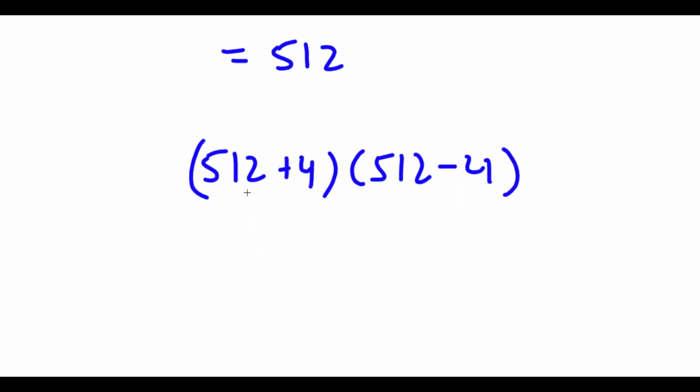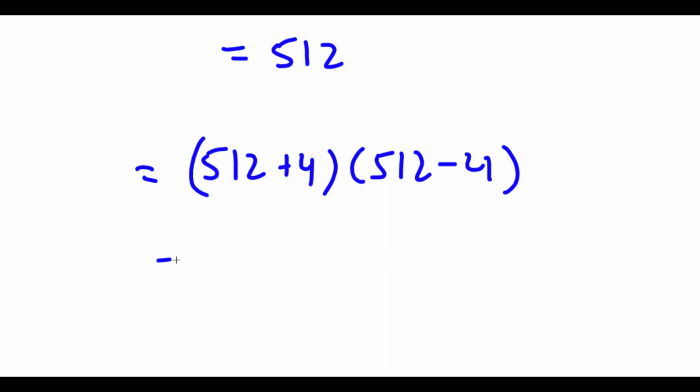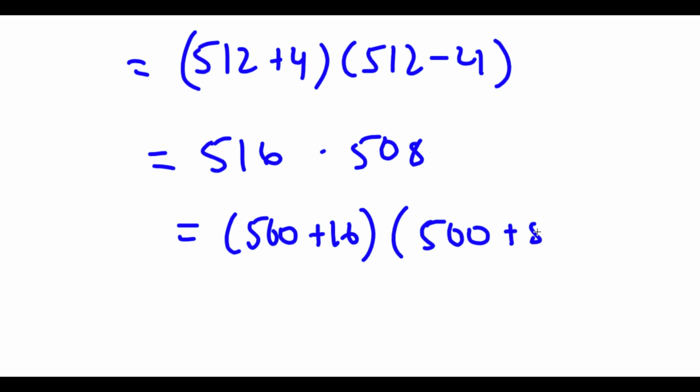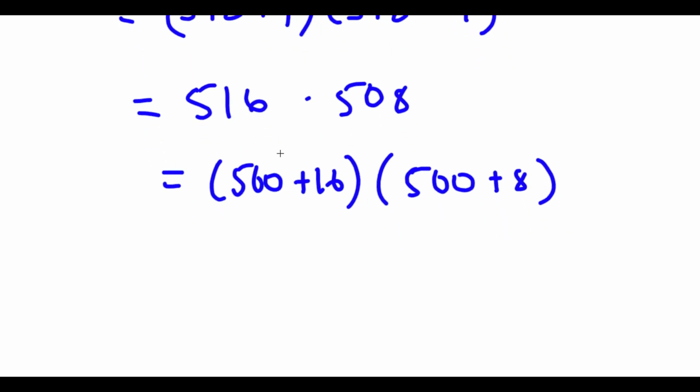Now 512 plus 4 is 516, and 512 minus 4 is 508. Now I'm going to go ahead and rewrite these. I'm first going to rewrite 516 as 500 plus 16, and I'm going to rewrite 508 as 500 plus 8. So now, multiplying these two is simple.